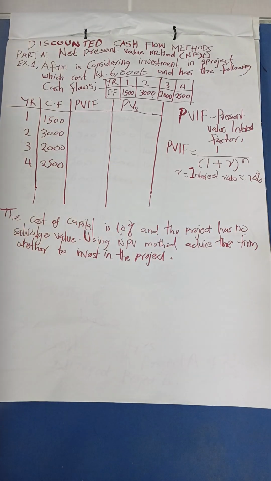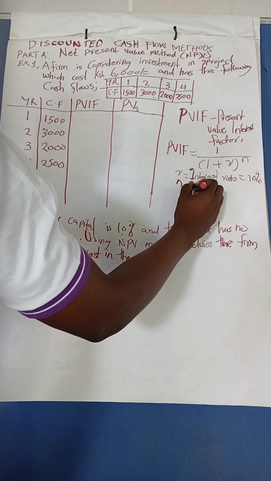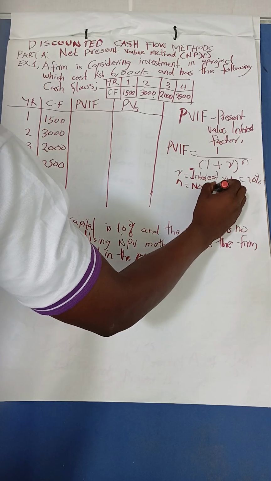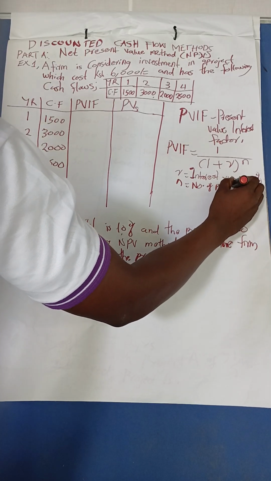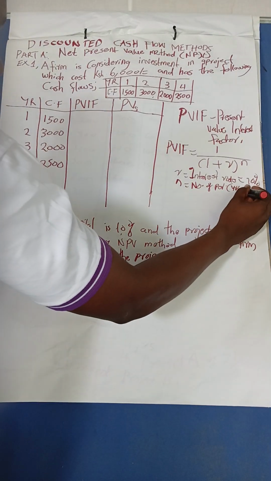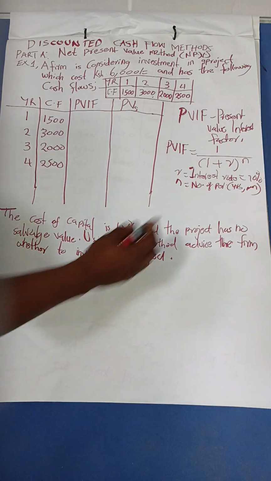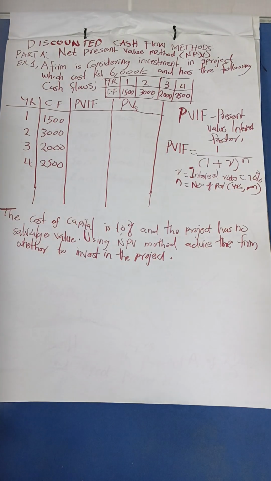And n will stand for the number of periods. The number of periods can be in years, like here, our question is in years, or months, depending on the question you have been given. And 1 here remains constant. Are we there? That is how it's done for you to get the PVIF.